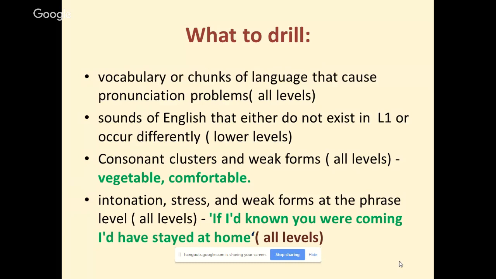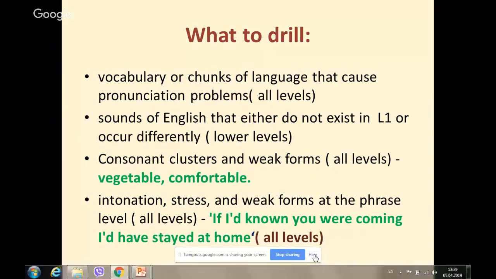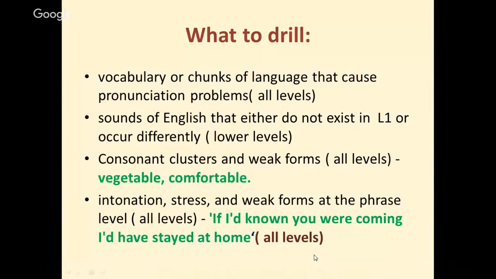For example, such words as vegetables or comfortable. Intonation, stress, and weak forms at the phrase level, and this may be useful at upper levels as well. For example, such sentences: if I didn't know you were coming, I would have stayed at home. You see the sentence, the structure is conditional, so it's good for upper levels as well.